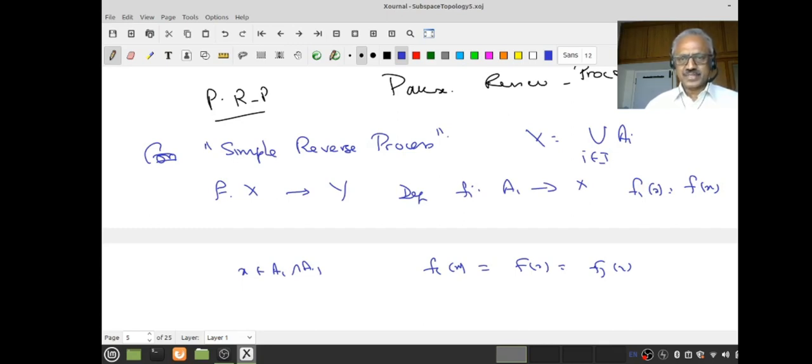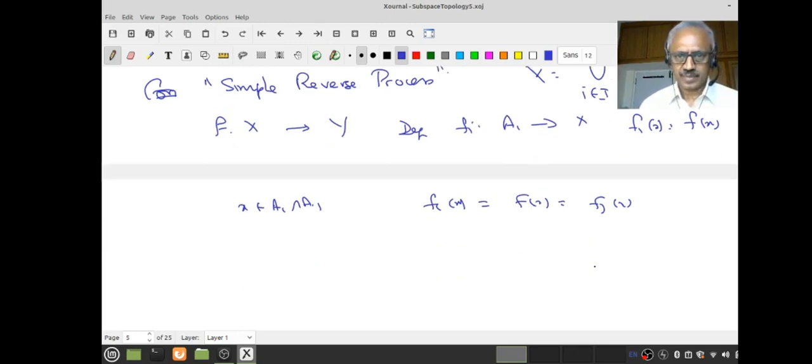This second process is, in some sense, a reverse of gluing. You are cutting them out and separating them out. It's a kind of decomposition, whereas the earlier one is the gluing process. I have fi on each and every subset, but the union of the subsets is the full set. Then I want to glue them together to get a single well-defined function from x to y.